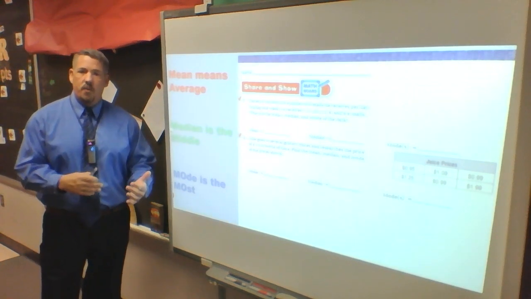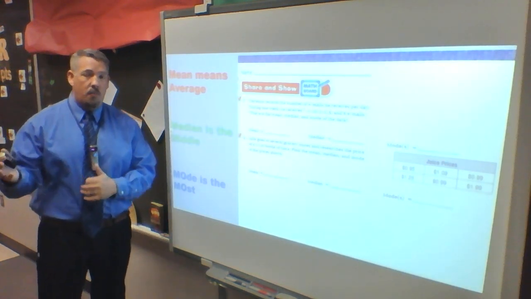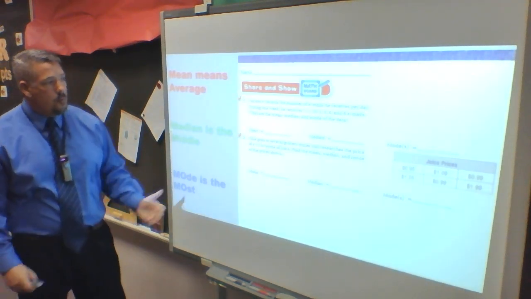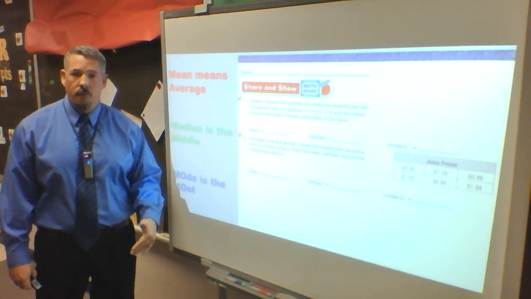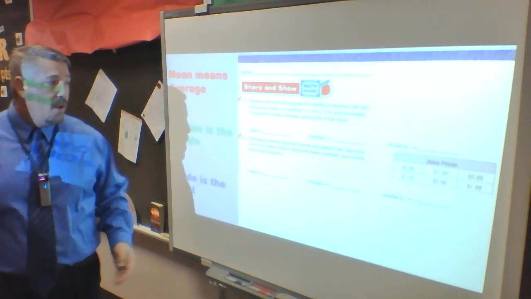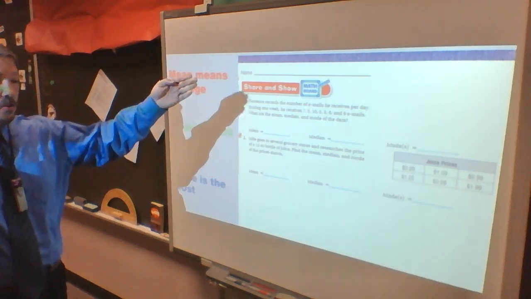Once again, they're not dealing with range, but I would just simply take the largest number, the smallest number, subtract them, and I would get my range. But I'm going to do what first? My first step should always be, when I'm doing mean, median, mode, and range, is to put them in order from least to greatest.